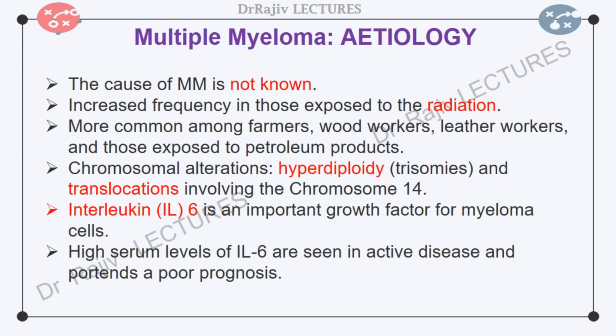Some recurrent chromosomal alterations, such as hyperploidy, mainly trisomies, have been observed in half of the patients, as well as translocations involving chromosome 14 in the remaining half. Interleukin 6 plays a role in the proliferation and survival of myeloma cells. It is an important growth factor for plasma cells. High serum levels of interleukin 6 are seen in patients with active disease and are associated with a poor prognosis.